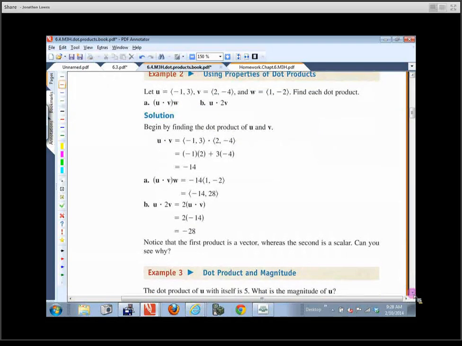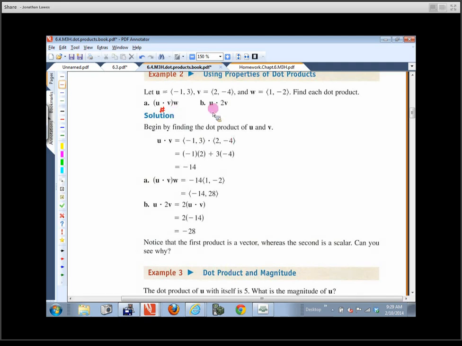It says use the properties to figure these out. So if I were doing the dot product of u and v and then multiplying it by w, think about this for just a second. This is a dot product, so this is going to be a scalar. Multiply it with the vector w. Is the answer going to be a scalar or a vector? I take a number and multiply it by a vector. Do I get a scalar or do I get a vector? I hear some whispers. You get a vector.